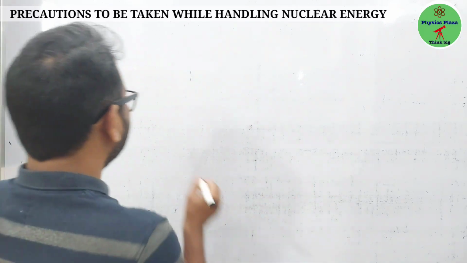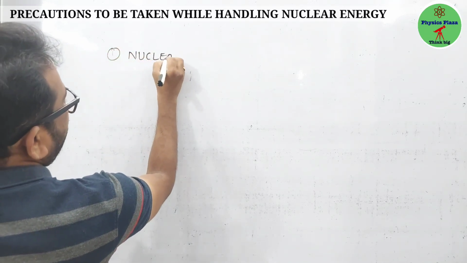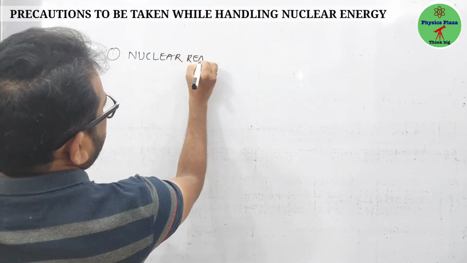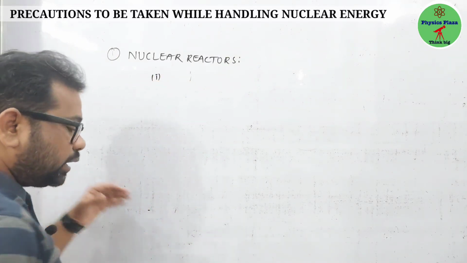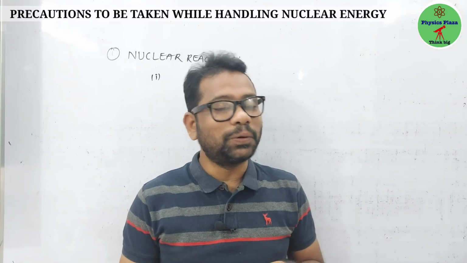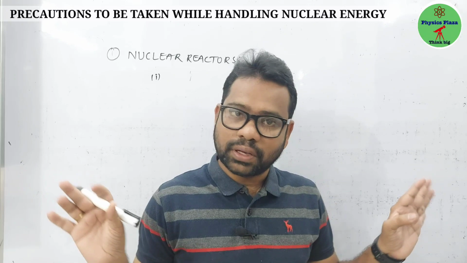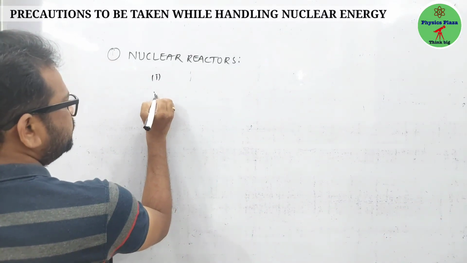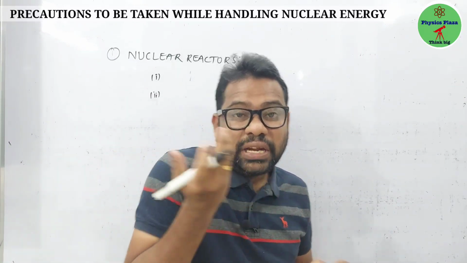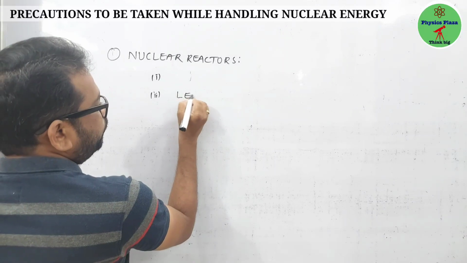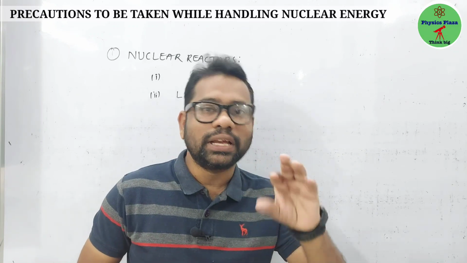Okay, fine. First, the establishment of nuclear reactors. Again I'm telling you, nuclear reactors must be set up where? Within the city? No. They should be set up far from populated areas. That is very, very important. Clear? The second one: the core of the nuclear reactor must be completely shielded with lead. Why lead? Because lead has the ability to absorb radiation and can control it to some extent.